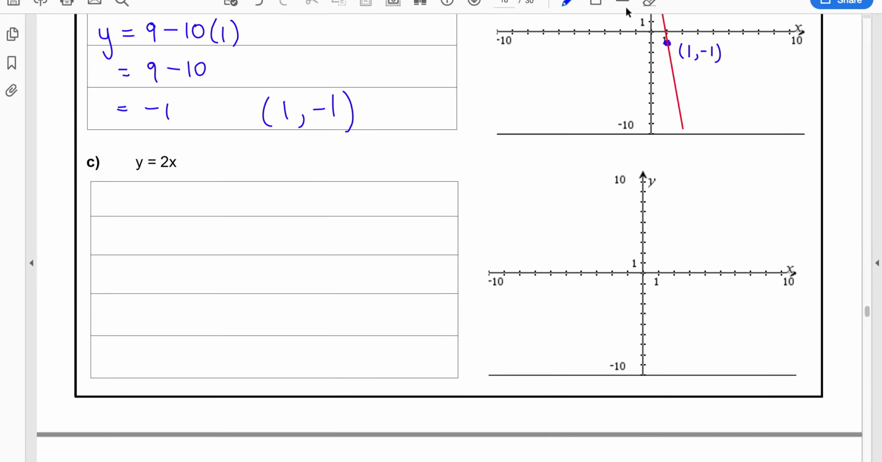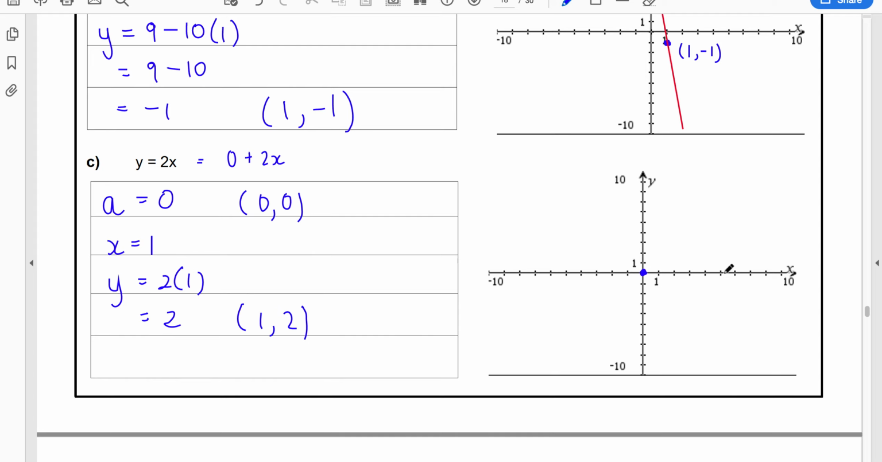And finally, y equals 2x. Now, something like this looks a little bit different because you'll see I don't have my constant term. If you don't have a constant term, that just means that it's 0. This is the same as writing, I'll put the constant first, 0 plus 2x. That's exactly the same mathematically, which means that a must be 0, meaning this one goes through the origin. So any graph that goes through the origin will not have that a value. If I just want one other point, again, I'll go with x is 1 because that's easy. So 2 by 1. So this goes through 1, 2.